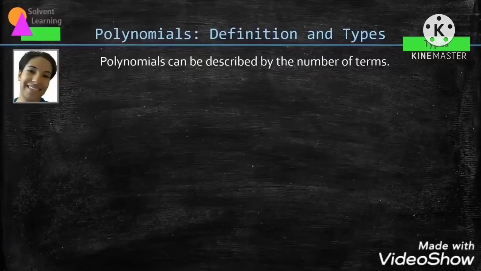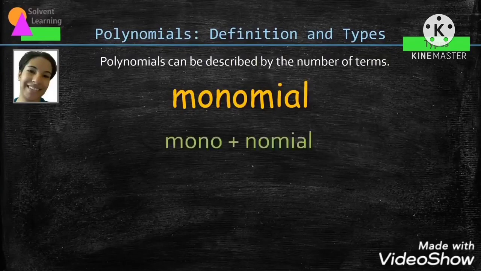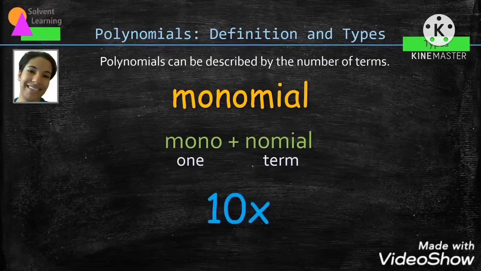Polynomials can be described by the number of terms that it has. One type of polynomial is called a monomial. This word can be broken down into mono and nomial. The prefix mono means one and nomial means term. So monomial has one term, such as this example, 10x.